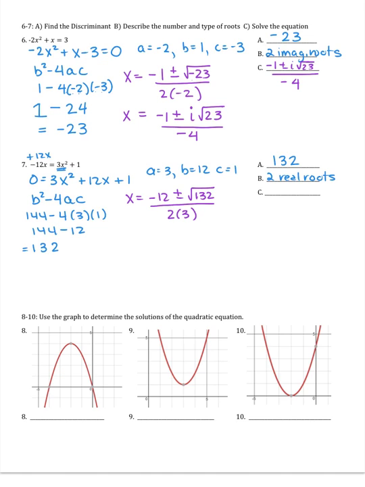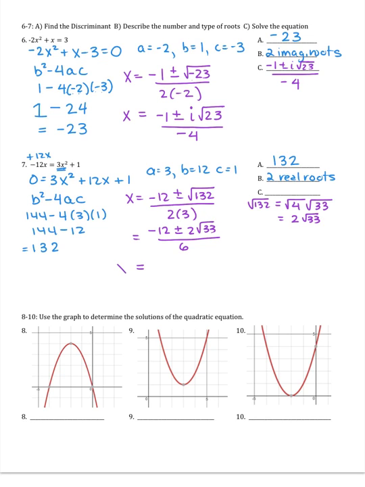Okay, so off to the side, let's simplify this 132. So 4 goes into 32, so it probably goes into this. So let's see, 4 times what would be 132? It turns out 4 times 33, if you use your calculator to divide. So this will simplify to 2 rad 33. So I have negative 12 plus or minus 2 rad 33 all over 6.